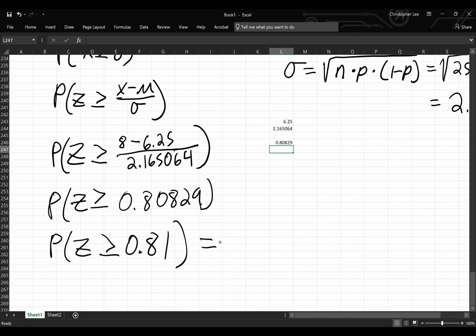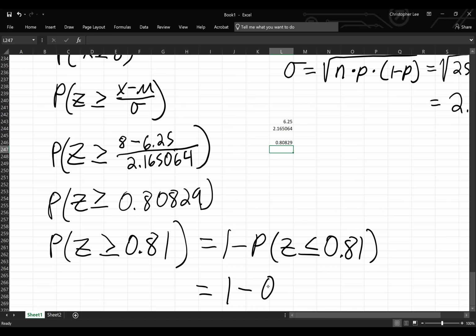Now remember, I can't look this up as a greater than, so I have to make it less than. This becomes 1 minus the probability of z less than or equal to 0.81. Remember, your formula sheet can only do less than, it can't do greater than. So this becomes 1 minus 0.